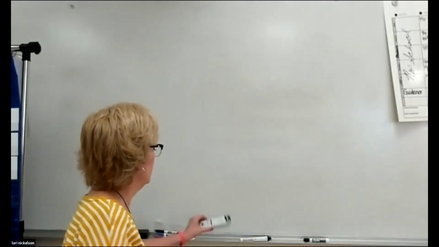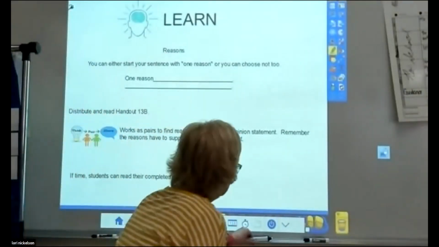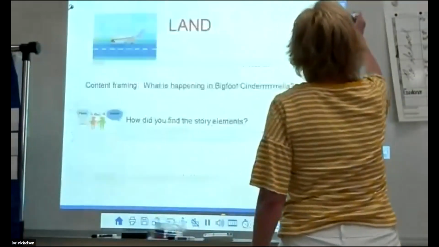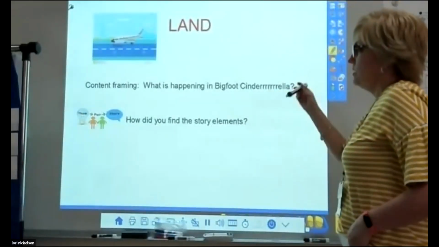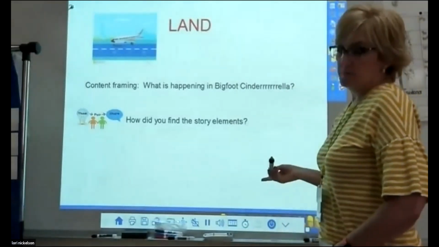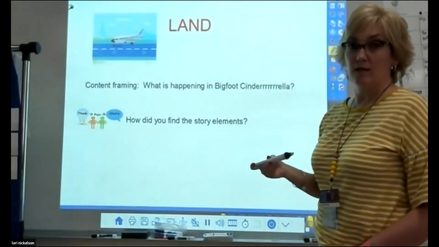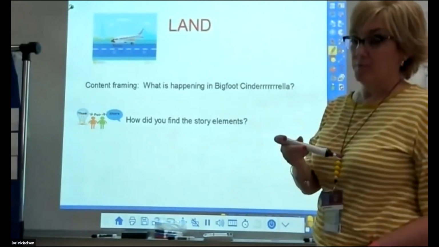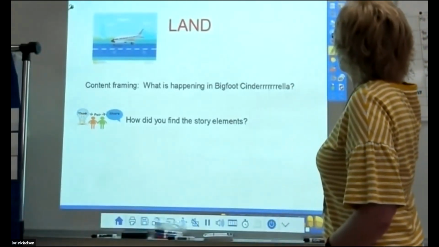And we are going to go back up to the screen up here. All right, so what is happening in Cinderella? So how did we find the story elements? Well, we talked about it, didn't we? We discussed what the story elements were, because you all don't have the book and I do. So I was the one going back in the book and doing the story elements.